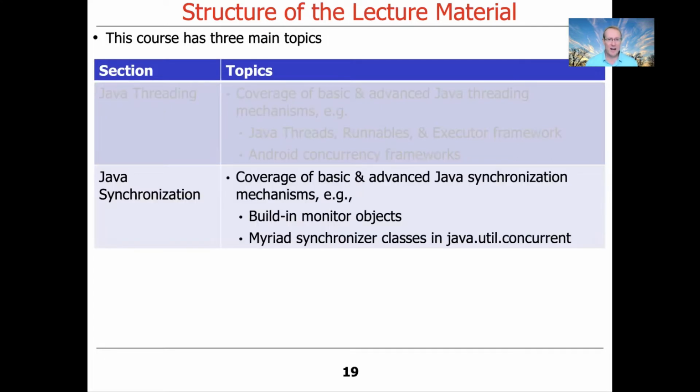We'll also spend a lot of time, probably an equivalent amount of time, talking about Java synchronization mechanisms. These would include things like the built-in monitor objects that come out of the box with the Java programming language, as well as a whole myriad pile of synchronizer classes that you'll find in the Java util concurrent package. And again, there's probably about a dozen of these things that we'll cover here as well.